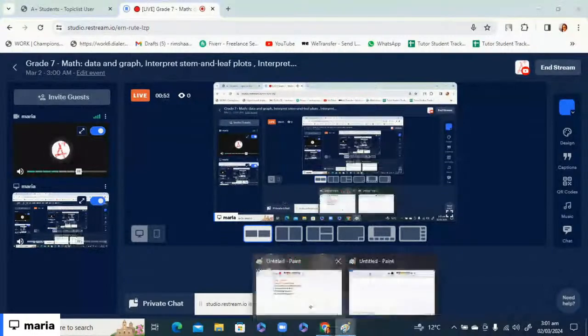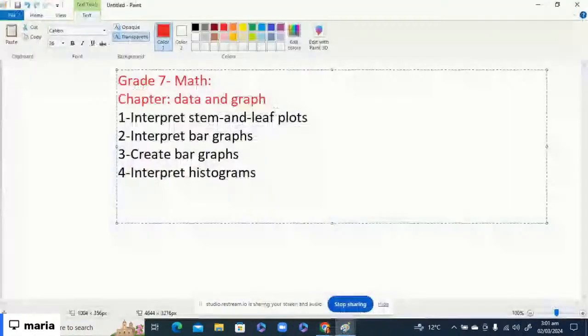So today we will discuss grade 7 maths. The chapter name is Data and the Graph, and these are all the lessons: interpret the stem and leaf plots, interpret the bar graphs, create the bar graphs, and interpret the histogram. These are all the names of the lessons that we will discuss today.